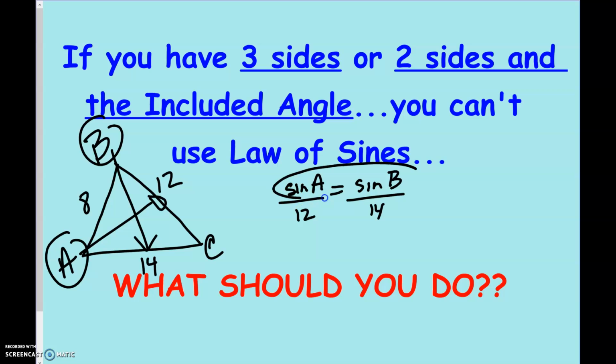Well, we still have two unknowns. We still have angle A and angle B that we do not know. So we cannot use the law of sines. So that's where the law of cosines comes into play.